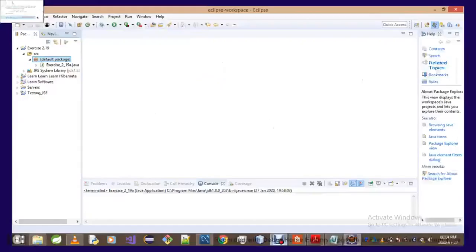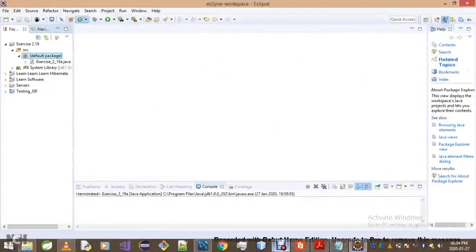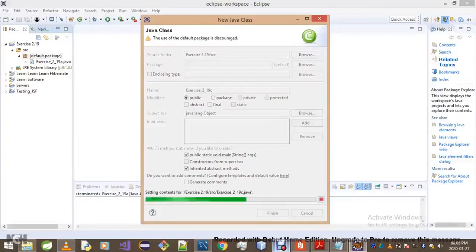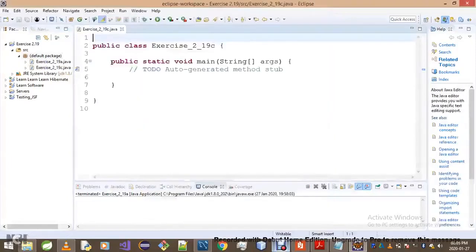Let's get on to our IDE now and create a class. We simply call that class exercise 2.19c. We hit this checkbox.